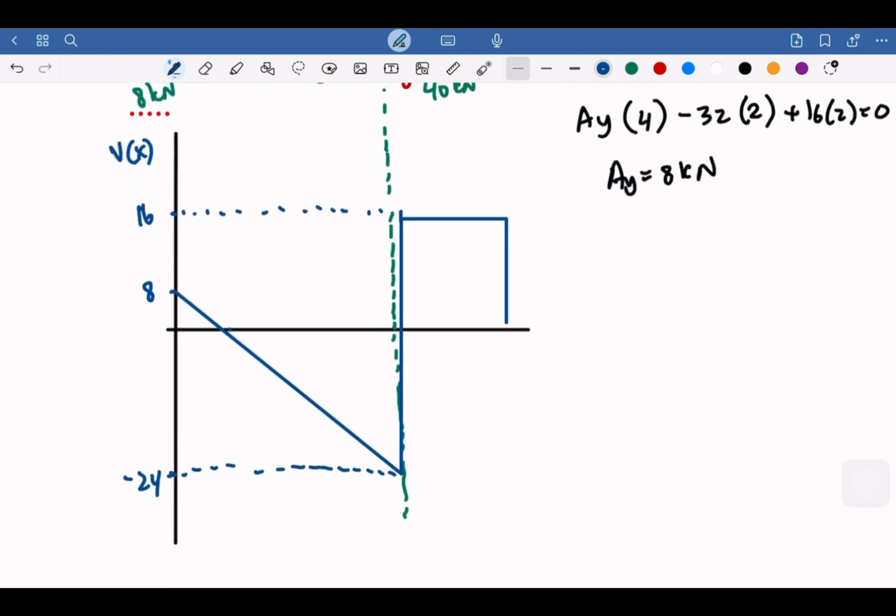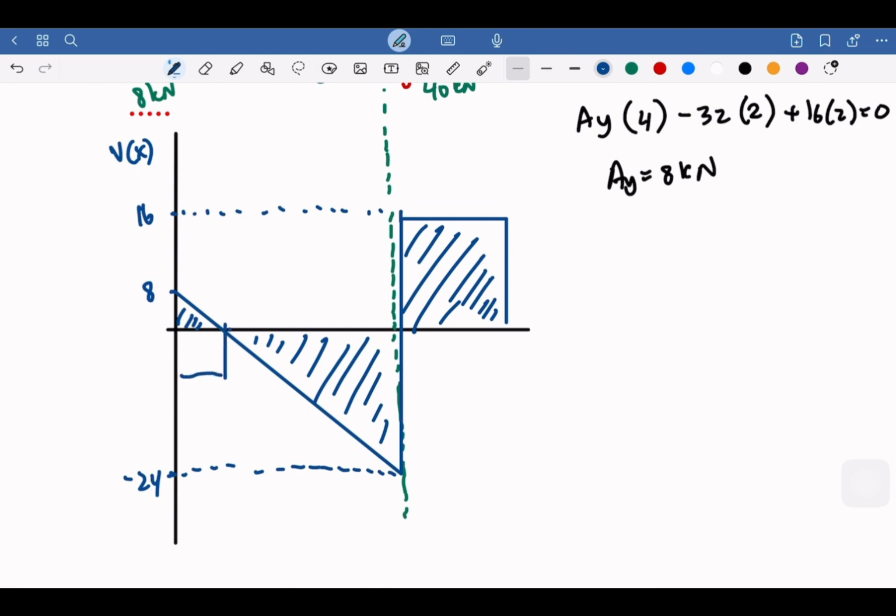And this will be the area for the V. Of course, we can also see that there is a special distance here. We call this XM, because when V is equal to 0, there will be some change regarding the slope. This is very important to see.